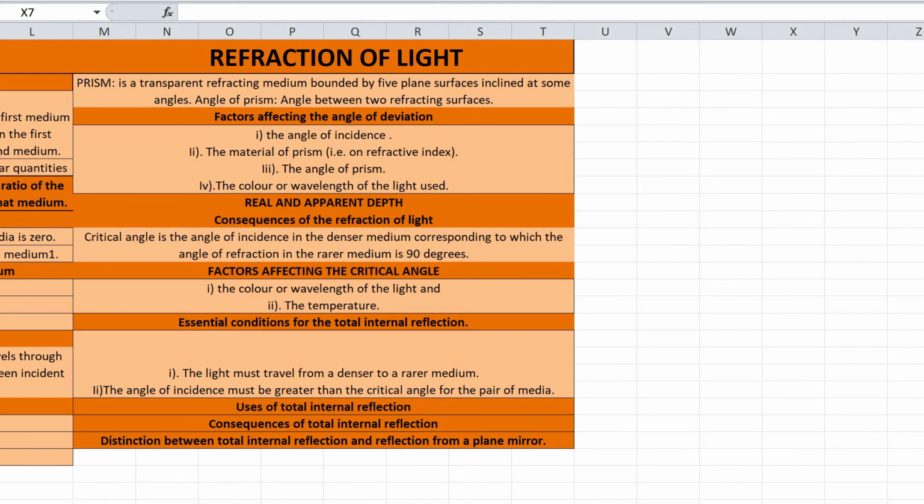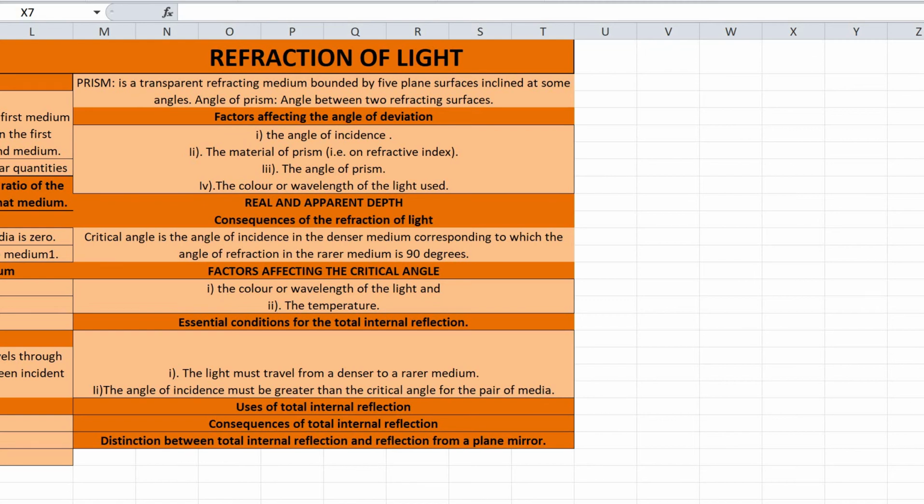Now we will understand what total internal reflection is. When a ray of light traveling in a denser medium is incident at the surface of a rarer medium such that the angle of incidence is greater than the critical angle for the pair of media, the ray is totally reflected back into the denser medium. This phenomenon is called total internal reflection.